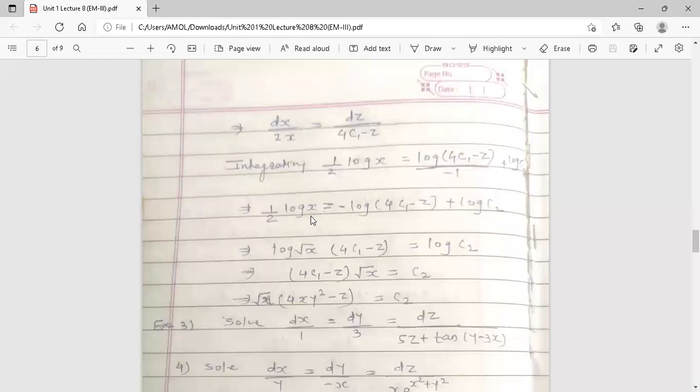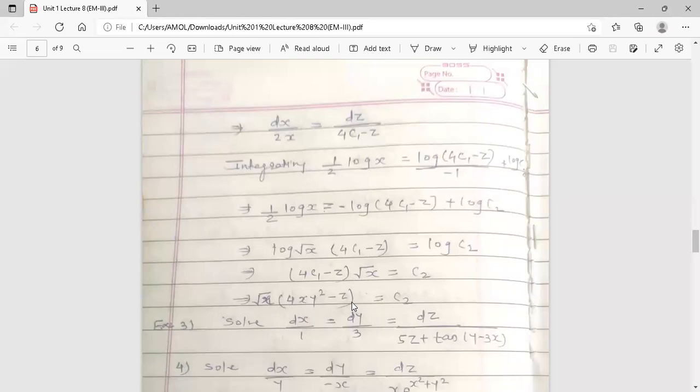Log of root x plus log of 4c1 minus z, where log of a plus log of b is log of a into b. So log of root x into 4c1 minus z is equal to log of c2. Log functions are equal, so the values are equal. So 4c1 minus z into root x is equal to c2. Now replace the value of c1 here: in the first set of solution, it is x y square. So root x into 4xy square minus z is equal to c2. This is the second set of solution.